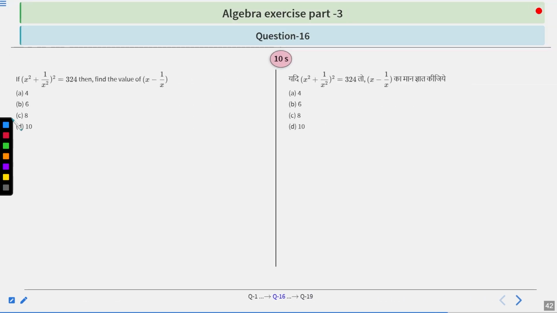Next, if (x square plus 1 upon x square) whole square is equal to 324, then find the value of x minus 1 upon x. And options are option A 4, option B 6, option C 8, and option D 10. These are the options. And I'm giving you 10 seconds to find out the correct answer. After that, I will do the solution.